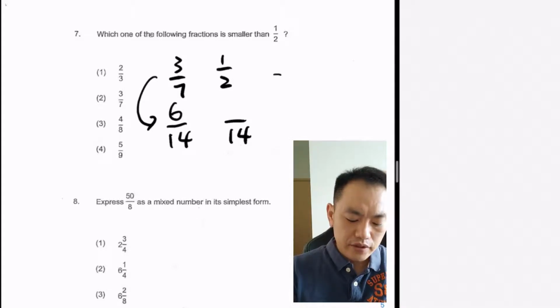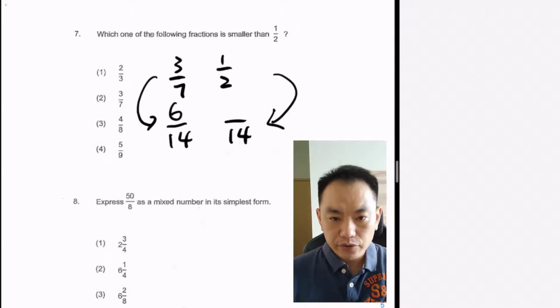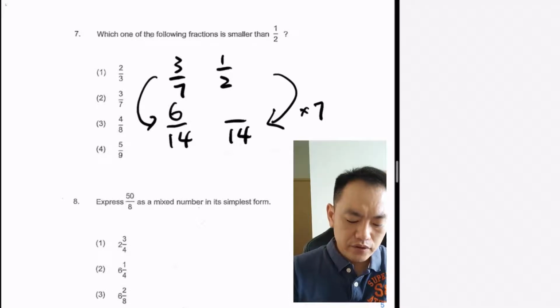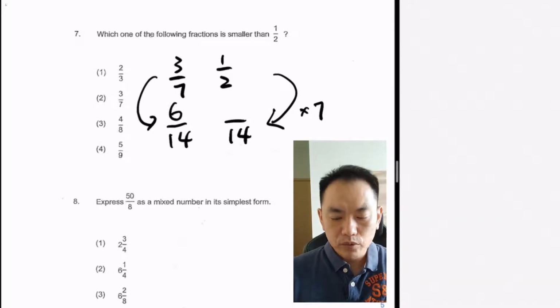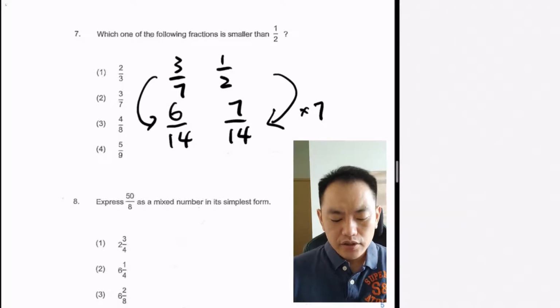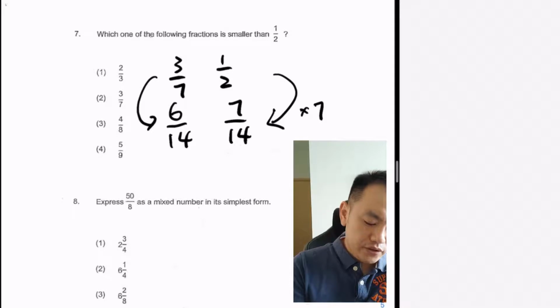And then the same thing here. How does 2 become 14? Which you times by 7. So 2 times by 7 equals 14. And then the top, 1 times 7 equal to 7. Okay, so from this you can see 3 over 7 is actually smaller than half. Okay, so which one of the following is smaller than half? So the answer is 2.